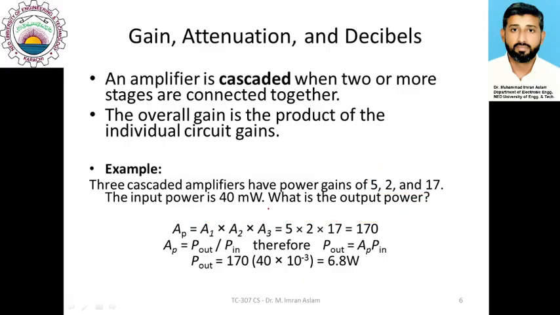So this cascaded connection has a gain of 170, and now we are given the input power, which is 40 milliwatt. So what should be the output power in this case? You can calculate the output power by using the gain formula, which is defined as the ratio of output power to the input power, and from here you can find out that the output power is actually gain multiplied by the input power. So it comes out to be 6.8 watt.